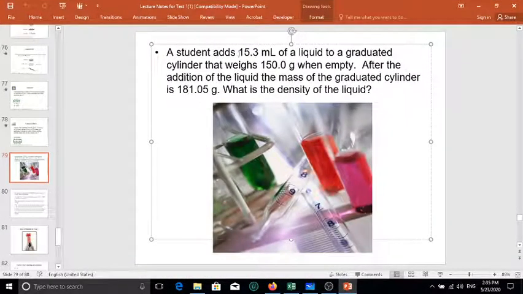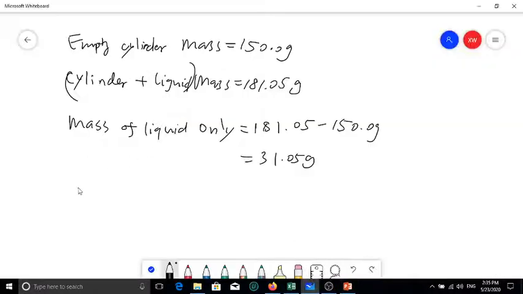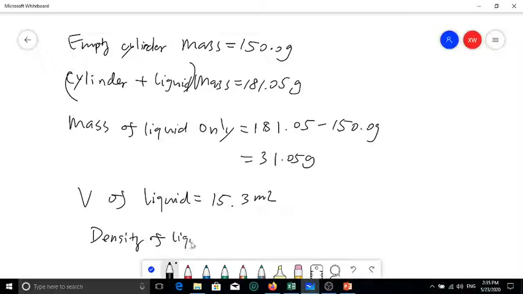And we already know how much liquid the student added, 15.3 ml. So basically the volume of the liquid is 15.3 ml. So the density of the liquid is mass of liquid over the volume of the liquid, which is 31.05 grams divided by 15.3 ml.